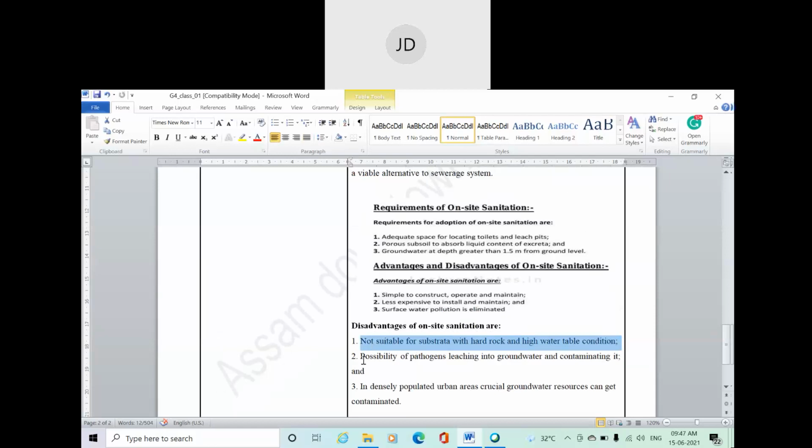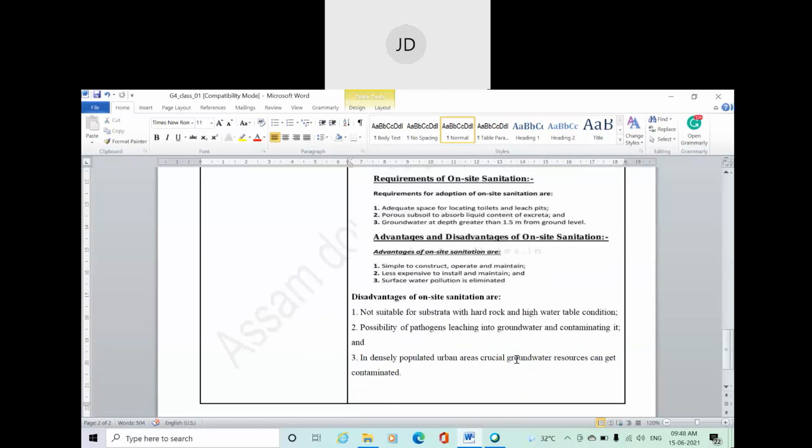Then possible pathogens leaching into the groundwater and contaminating it. If the wastewater comes in contact with groundwater, it will pollute the groundwater by leaching. Leaching means when the wastewater mixes with the solid, it creates a leachate, a form of waste, and if it reaches the groundwater, it pollutes the groundwater.